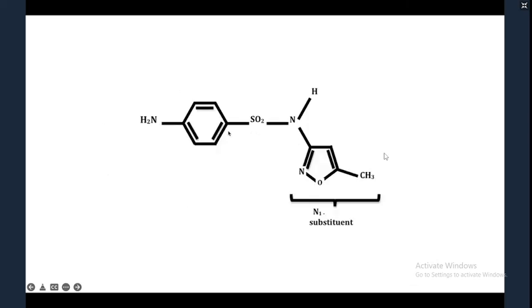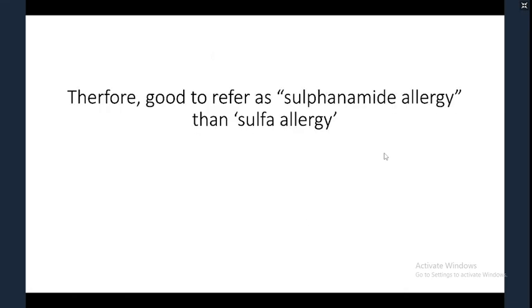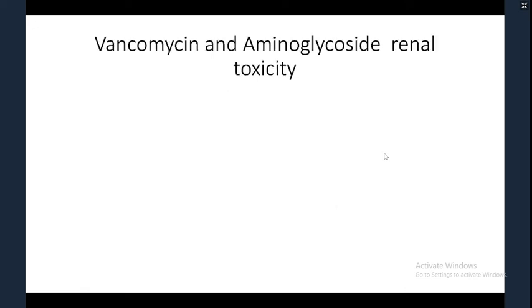So here is the moiety which brings up sulfur allergy. It is called the arylamine group. Therefore, rather than using the term sulfur allergy, it is better to use the term sulfonamide allergy to describe this condition.